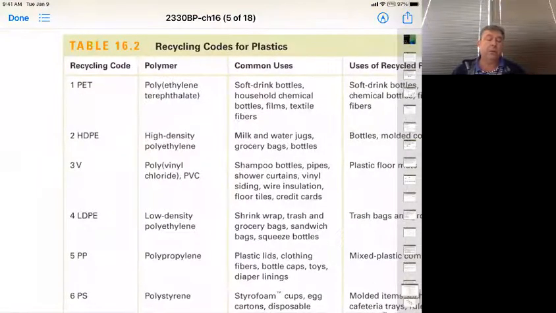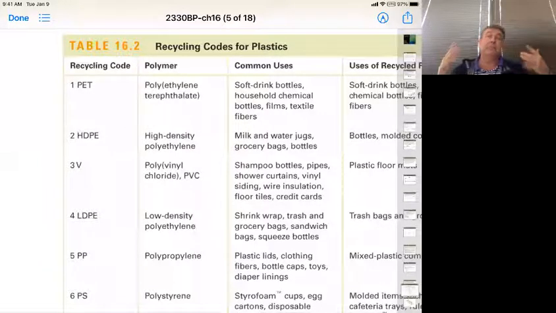Okay. Code number 3 is called PVC, okay? Now, most of the time for consumers, we don't really recycle the pipes and stuff like that, but shampoo bottles that have to hold materials that are a little more reactive than water can be made out of that. The shower curtains, if you've ever opened up a shower curtain and you can smell it, where it smells all chemically, those are the plasticizers they use to make the PVC really soft.